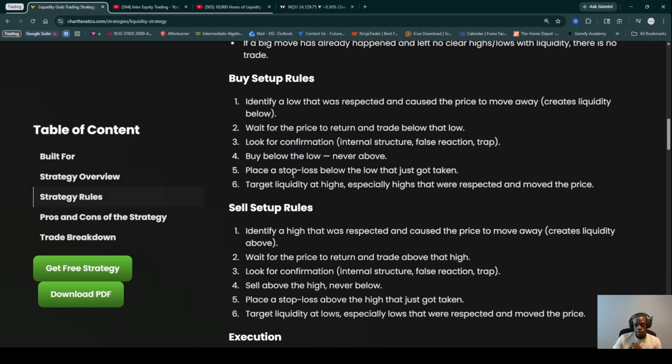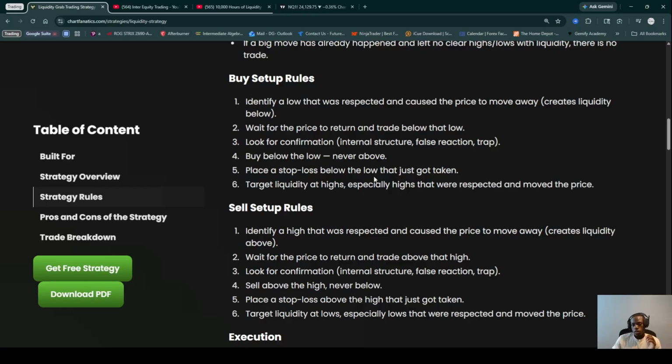Now, buy setups and sell setups. They're both the same thing, but opposite ways. So this is for buys. Buy setup rules. Number 1, identify a low that was respected and caused the price to move away, creating liquidity below. Number 2, wait for the price to return and trade below that low. Look for confirmation, internal structure, false reaction. Buy below the lows, never above.